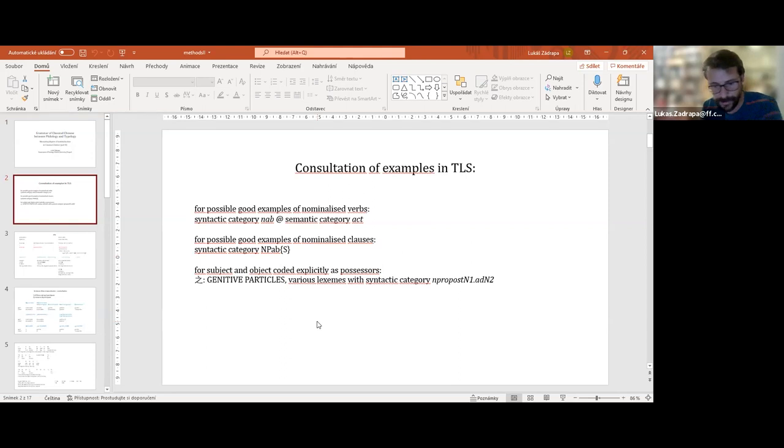I showed you the TLS database last time, and I spoke about the role it played in this kind of research. But I did not work with it to find good examples of nominalized verbs. I was speaking about the character of the database, that it is a very sophisticated system, but it is not a corpus. It is not an annotated corpus. The system is very fine grained, the most sophisticated one, but there is no systematic tagging there. It is, I would say, very haphazard.